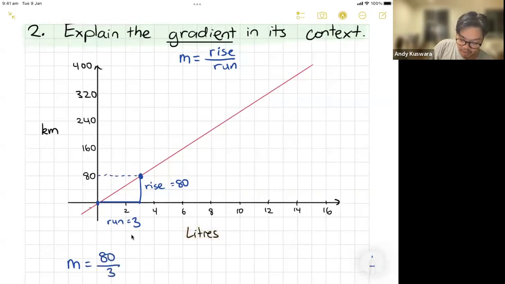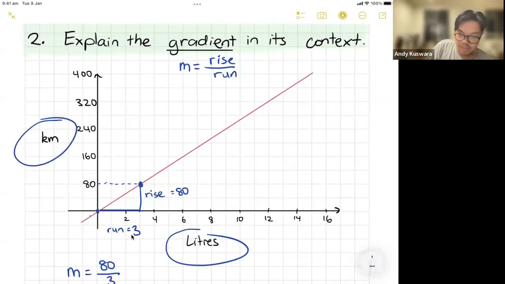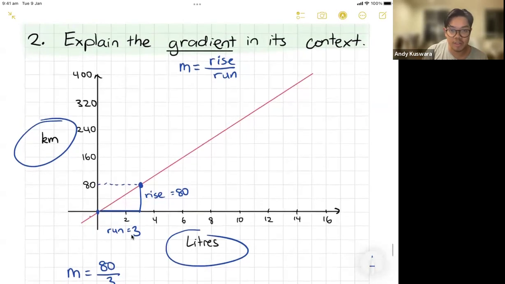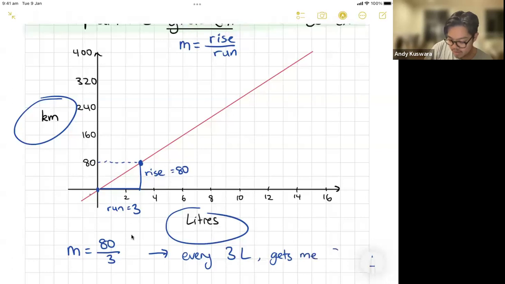Now, to explain the gradient in its context means we actually have to talk about the liters and kilometers. Again, I'm not going to give a situation to this question because it could be a bunch of different things. This is just to give you an example. What this really means is, I'll say something like for every 3 liters, it gets me 80 kilometers. So it could be talking about petrol, which is most likely what it's talking about.